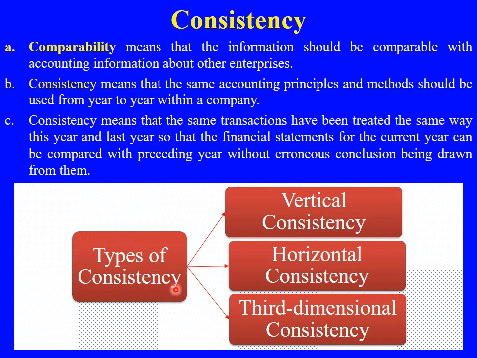So we have three types of consistencies. One is vertical consistency, the second is horizontal consistency, and the third is third dimension consistency. First, vertical consistency. What is vertical consistency? Vertical consistency is about using the same accounting principles, the same methodologies and techniques in the same financial statements, like in a particular year. Say for example, you are preparing your books of account for the year 22-23. Financial statements means we prepare the profit and loss account and the balance sheet.